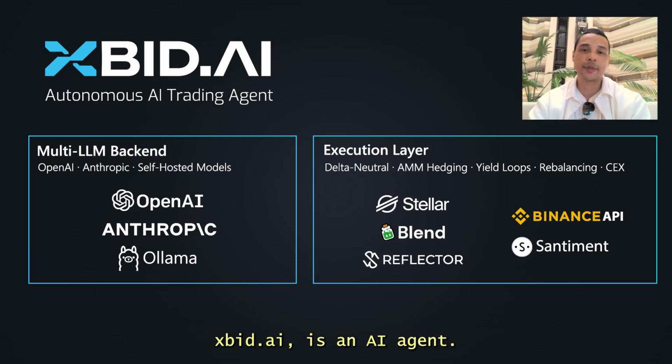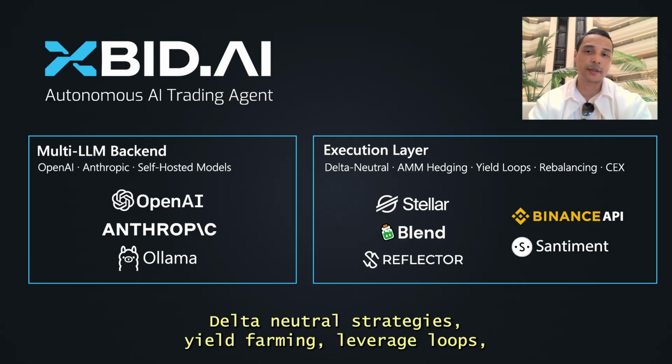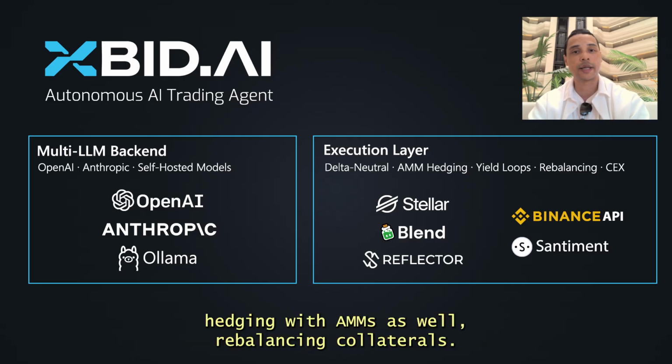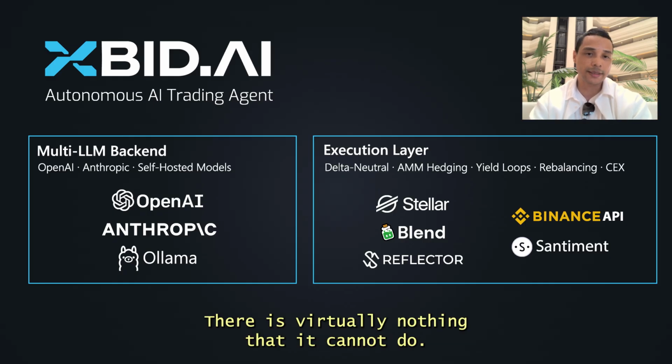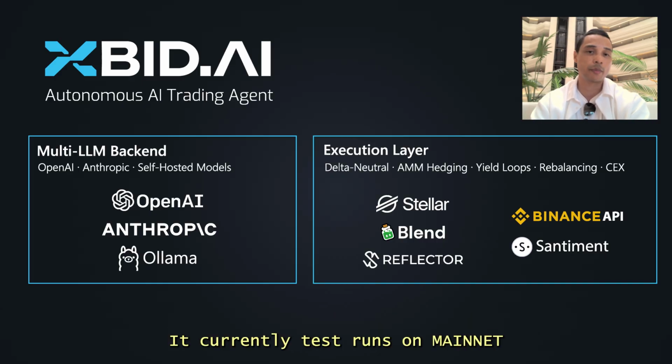Let's get started. xbid.ai is an AI agent. It currently trades on Stellar and it can do it all: delta neutral strategies, yield farming, leverage loops, hedging with AMMs as well, rebalancing collaterals. There is virtually nothing that it cannot do. And you can check the terminal at xbid.ai to see it in action. It currently test runs on mainnet.